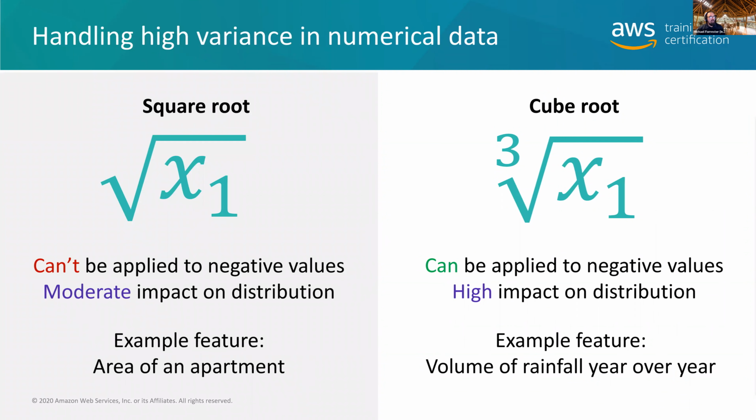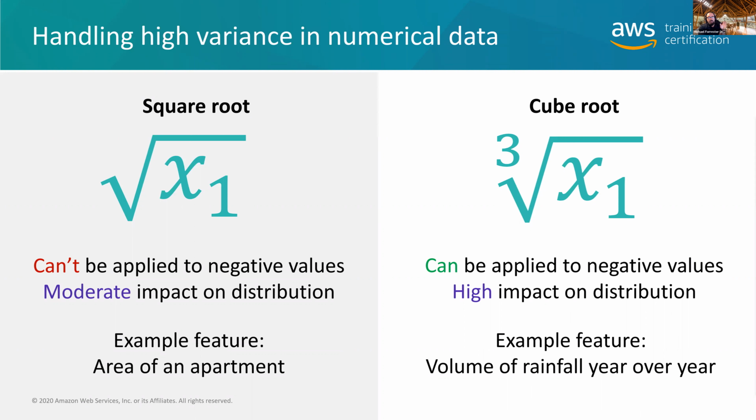Now, if you've got high variance in numerical data, such as the square root or the cube root, for example, this has an effect on feature distribution, but it's not as significant as log transformation. Cube root has its own advantages, right? It can be applied to negative values, including 0. Square root can only be applied to positive values or 0. So moderate impact on the distribution, the spread if you will, of a particular feature. Cube root's going to have a really big impact.